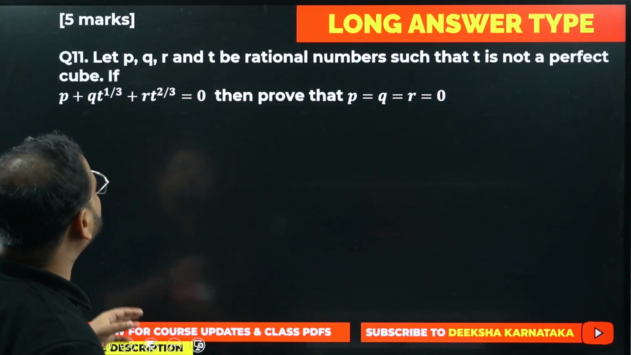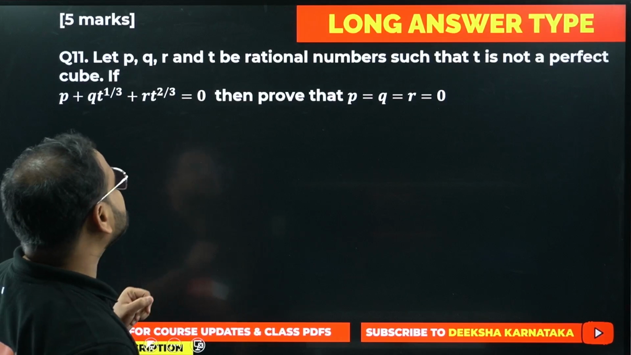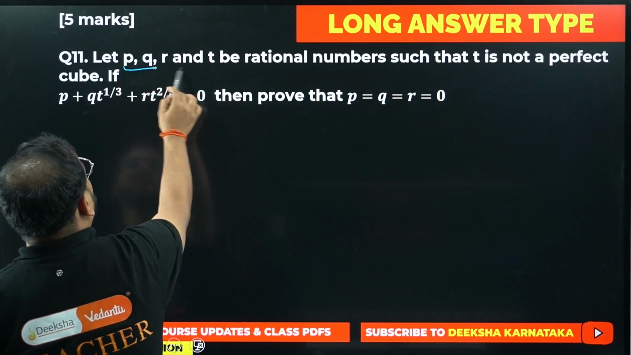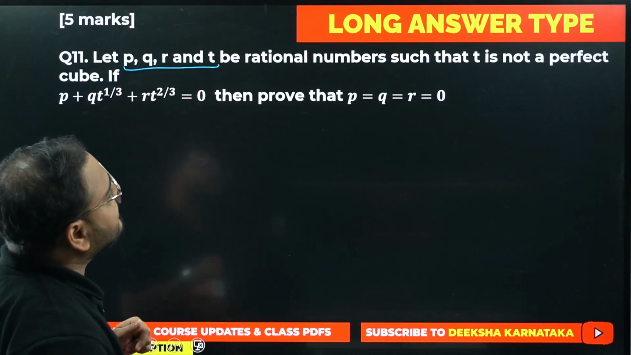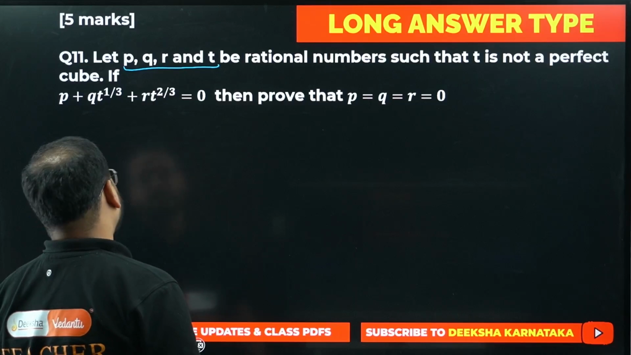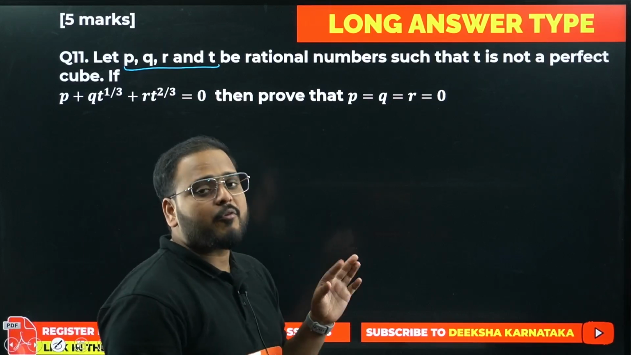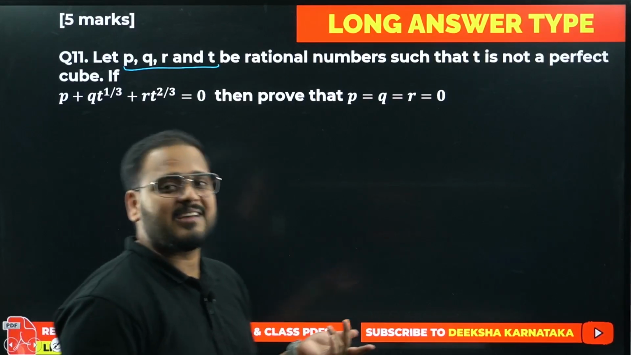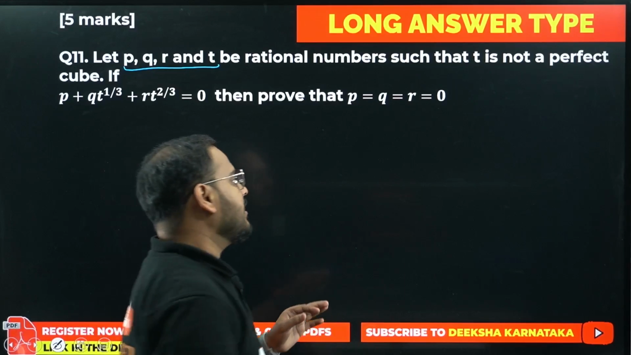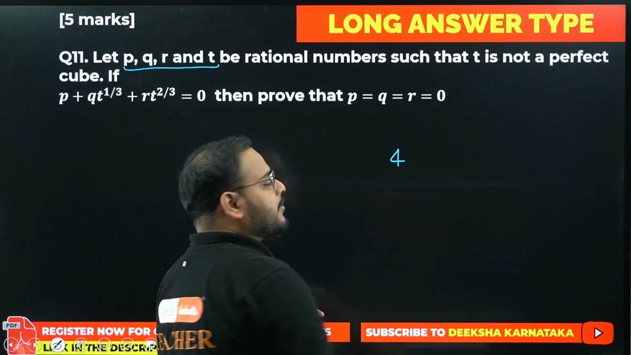Now let me solve the question. They have given P, Q, R and T to be rational numbers such that T is not a perfect cube. That means T power 1 by 3 and T power 2 by 3 will be irrational numbers. Think about it. If I say 4, is 4 a perfect cube?